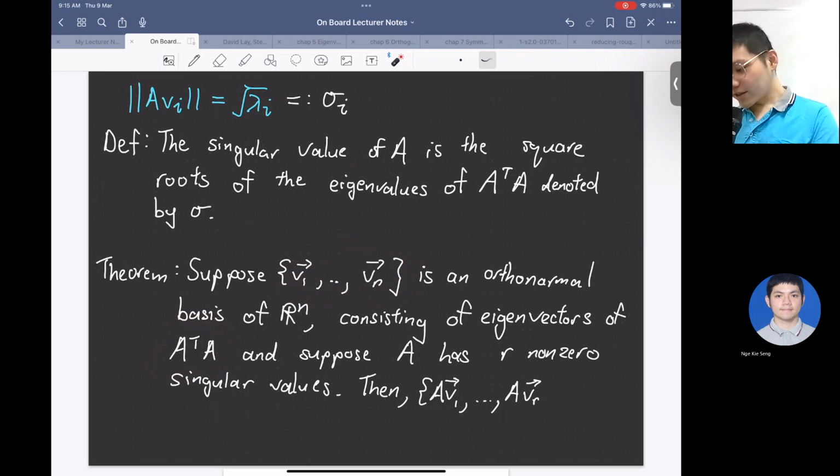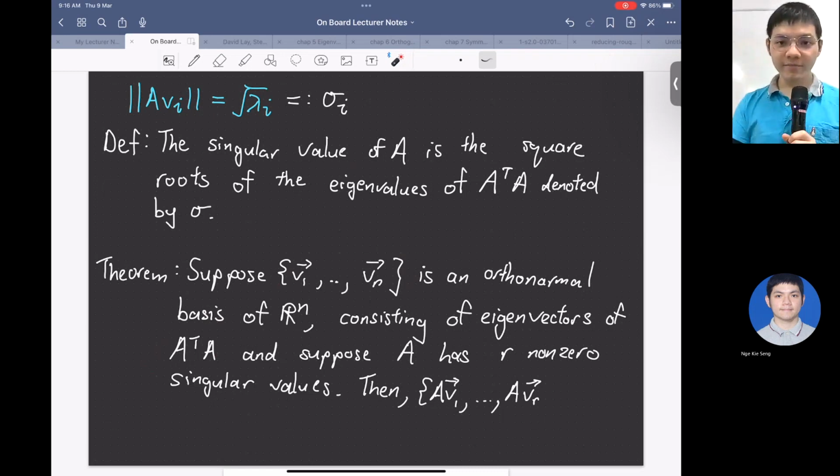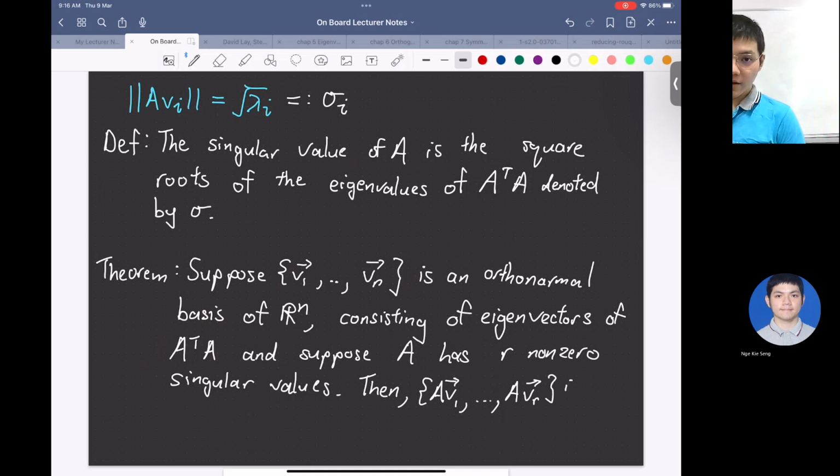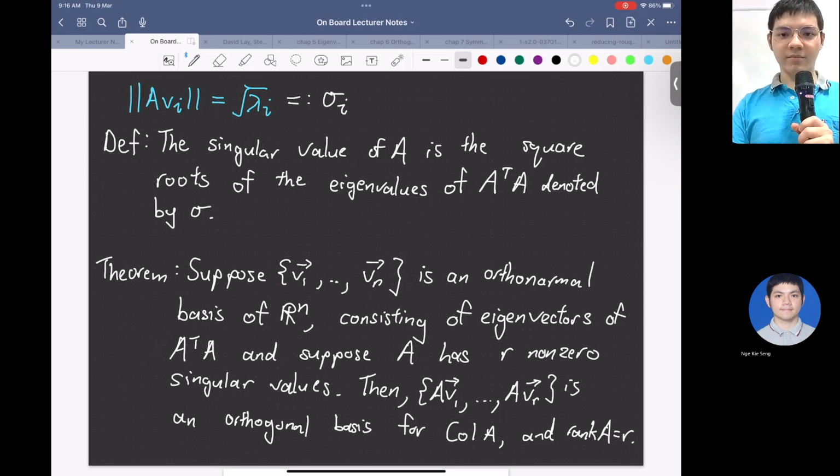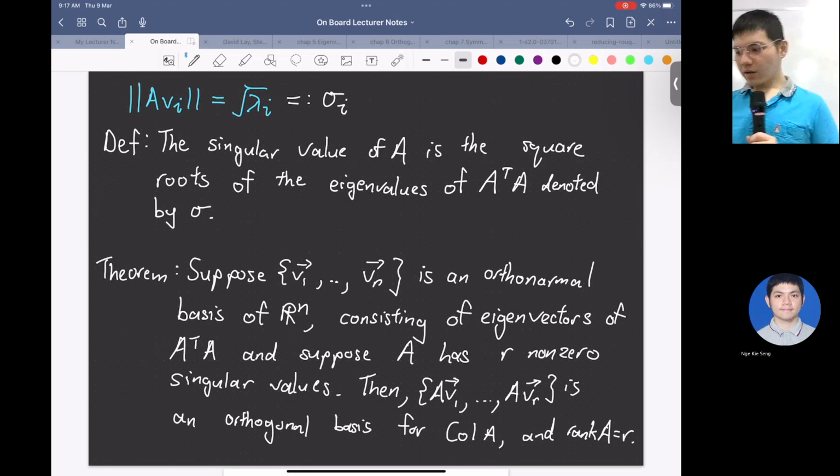But if you consider A times these eigenvectors, they actually form an orthogonal basis for the column space of A, and the rank of A is r. Nothing special, just some properties when we collect these Avi. Any question up to here? Any problem up to here? No? Okay. So next.